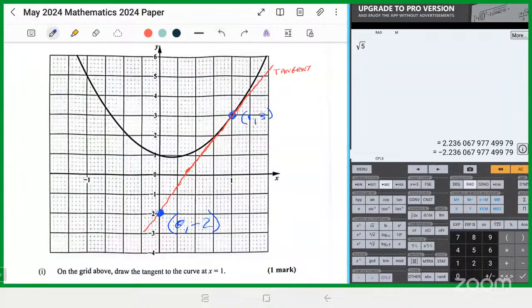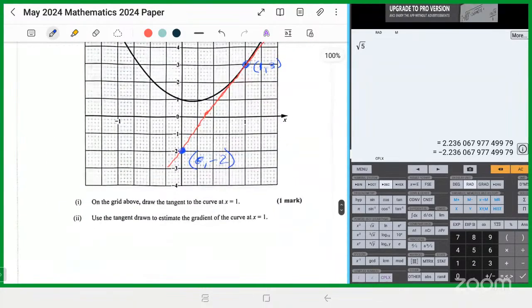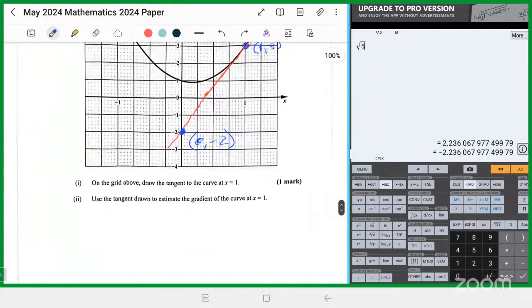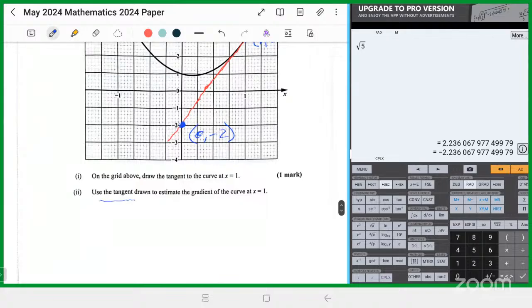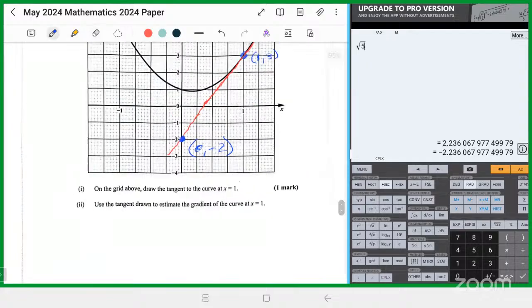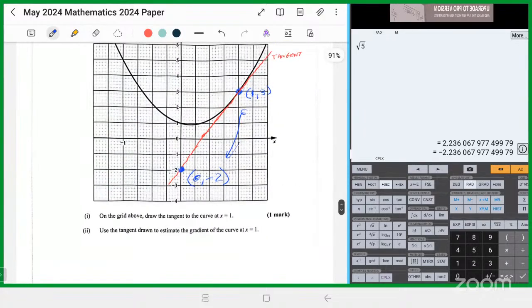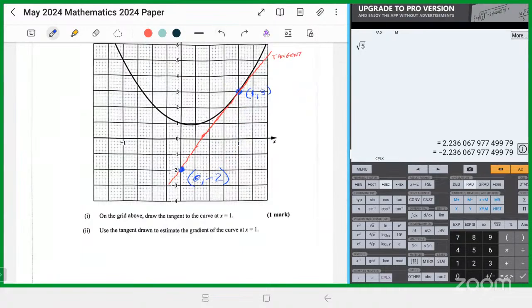Alright, so I'm just giving a quick explanation, even though we have not yet done this topic in class. So it says, use the graph, draw the tangent at x equals 1. That's the red tangent right there. Then it says, now use the tangent drawn to estimate the gradient of the curve at x equals 1. You see that? So by calculating the gradient of the tangent between these 2 points, we are getting the gradient of the curve at this point where x equals 1. Where x equals 1 is the point (1, 3).